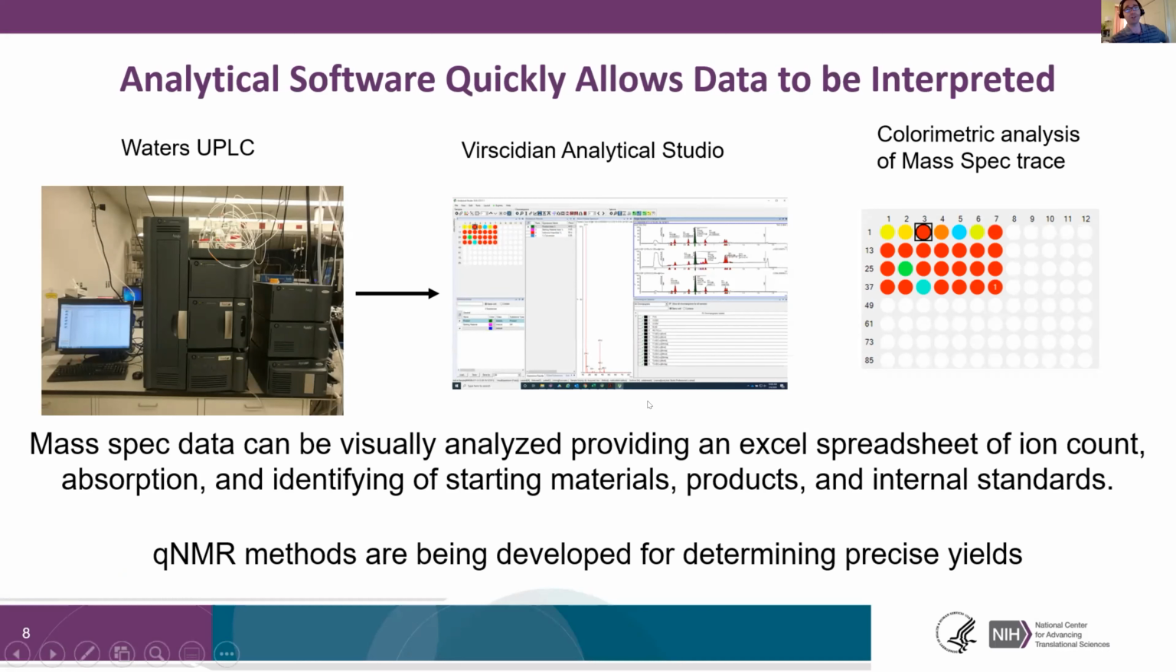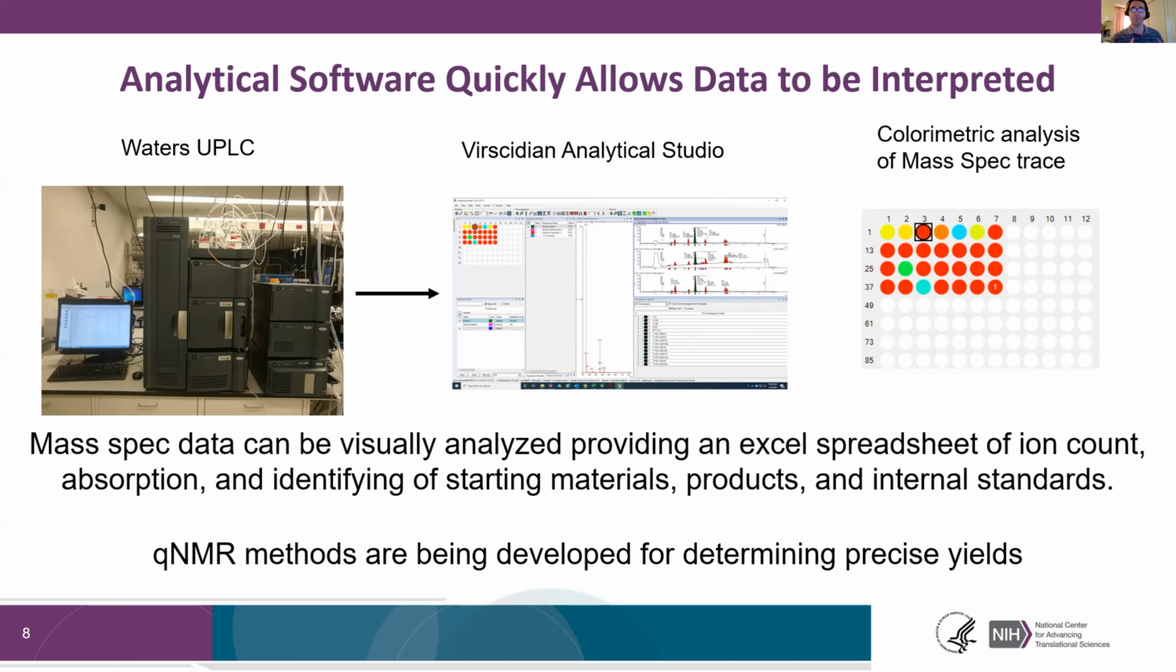To process the data, we're using the Virscidian Analytical Studio, which is able to upload the data from the Waters UPLC and process it pretty quickly. Here's a colorimetric graph on the right, where red is no reaction and towards blue is a higher conversion. The software can also export to an Excel spreadsheet that gives you the ion count and absorption of the different peaks, and it's able to identify the starting materials, products, and internal standards from your reaction.